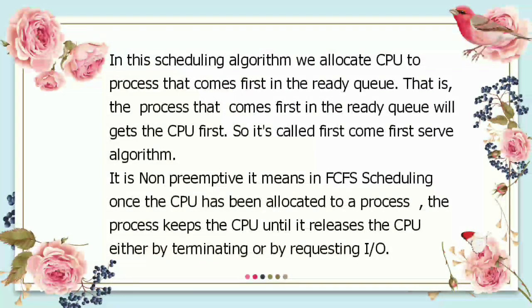In this scheduling algorithm, we allocate the CPU to the process that comes first in the ready queue, that is, the process that comes first in the ready queue will get the CPU first. So it's called first come, first serve algorithm. It is non-preemptive. It means in FCFS scheduling, once the CPU has been allocated to a process, the process keeps the CPU until it releases the CPU either by terminating or requesting I/O.